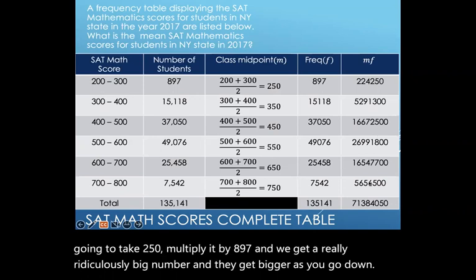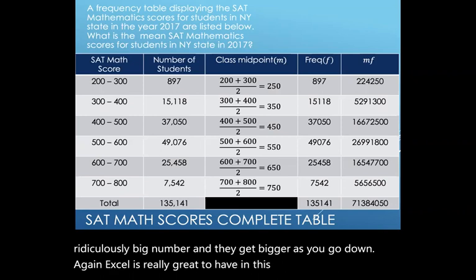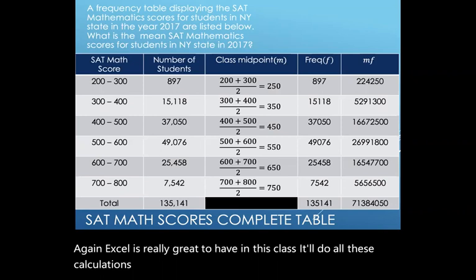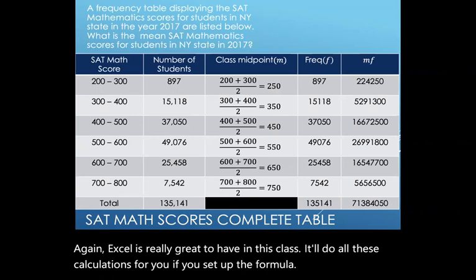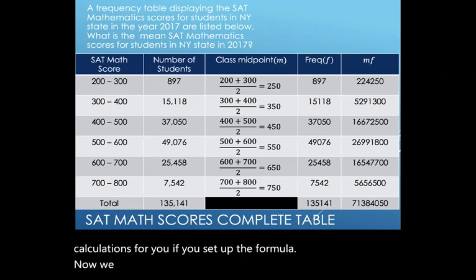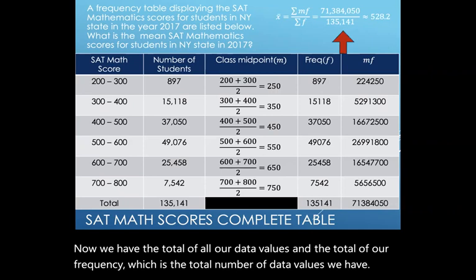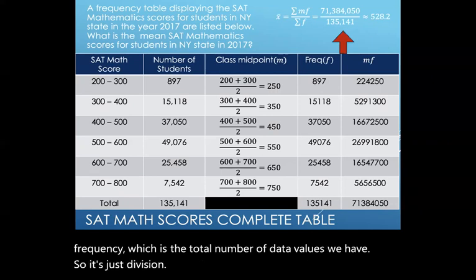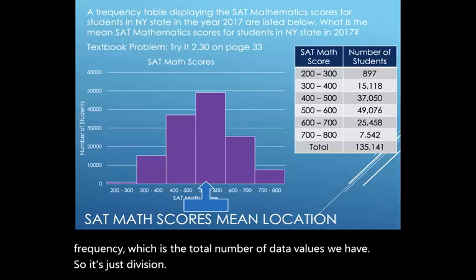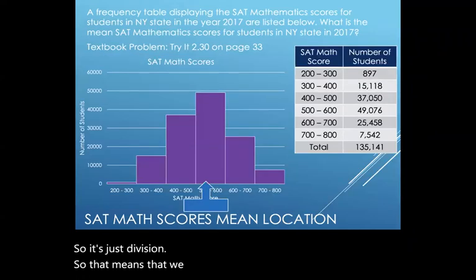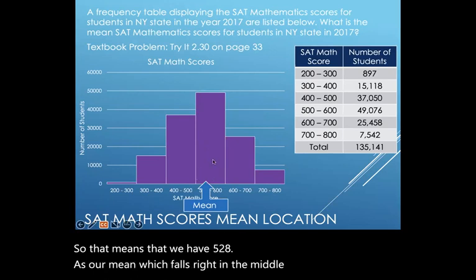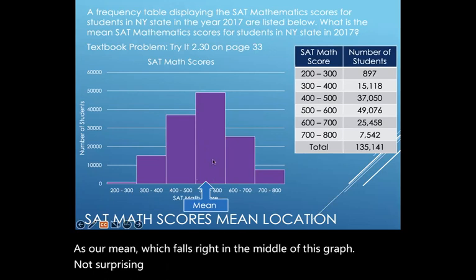Again, Excel is really great to have in this class. It'll do all these calculations for you if you set up the formula. Now we have the total of all our data values and the total of our frequency, which is the total number of data values we have. So now it's just division. That means that we have 528 as our mean, which falls right in the middle of this graph. Not surprising, it looks very symmetric. So the middle would likely be in the middle.